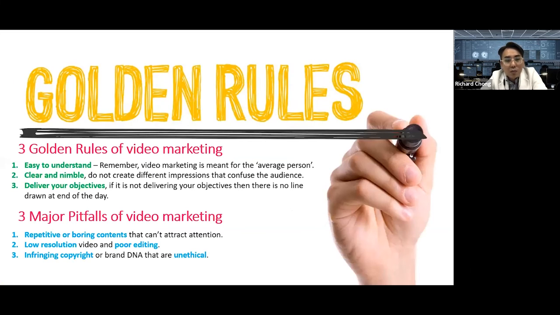What is the golden rule of video marketing? First, easy to understand. Remember, video marketing is for the average person. What does the average person mean? That means it can be for anyone. So don't make your video too high-end. Be clear and nimble. Do not create different impressions that confuse the audience. Do not try to sell A, B, C together. Don't try to sell too many things together. Just bring the right message. Deliver your objective. That's very important, because if you don't deliver your objective, then there's no lead drawn.